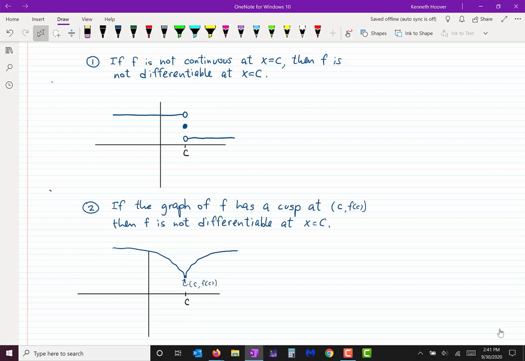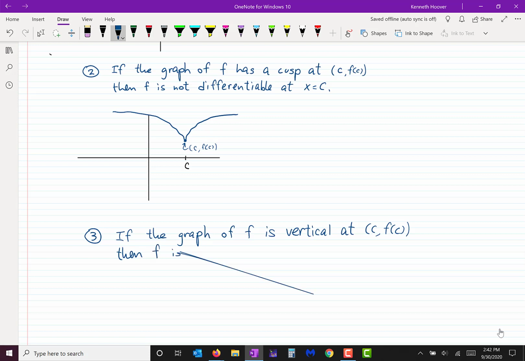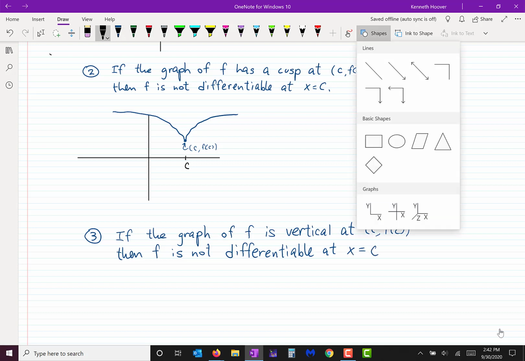Now there is a third. I'll go ahead and point it out. It's not nearly as common, but it's simple though. And that is if the graph of f is vertical at the point c, f of c, then f is not differentiable at c. And again, that's really easy to see why if you just put it onto paper.